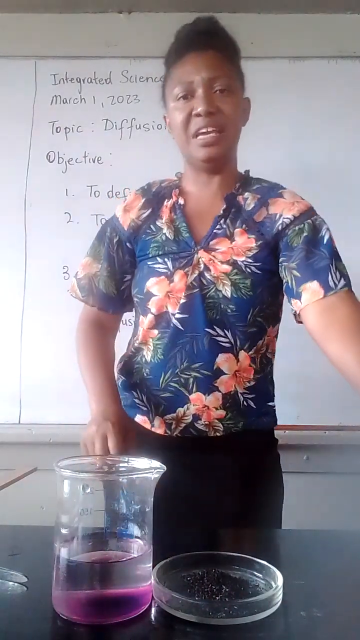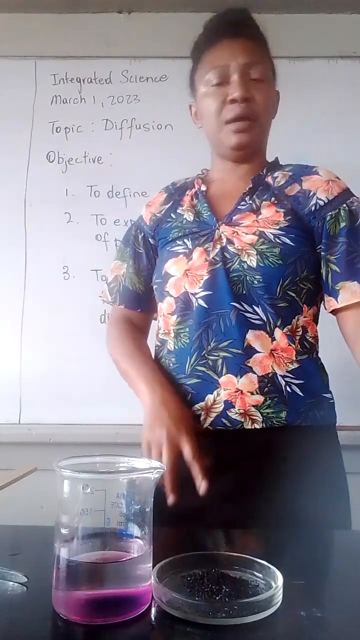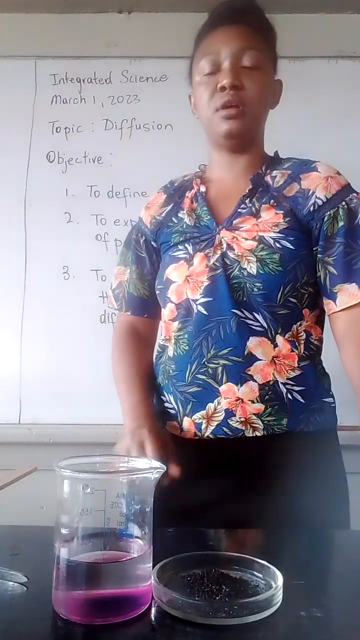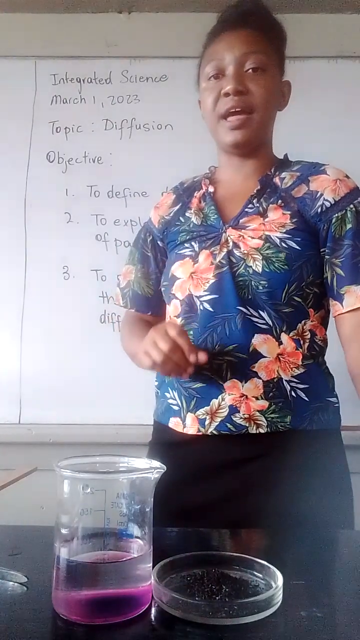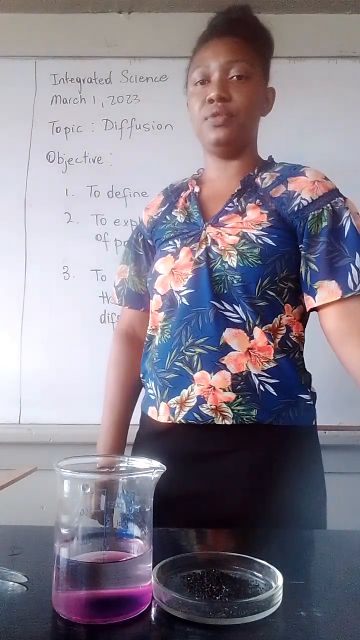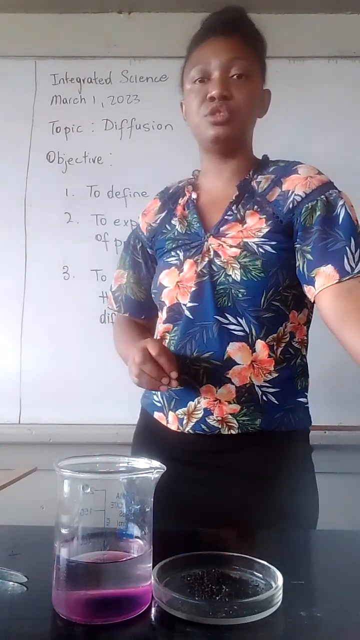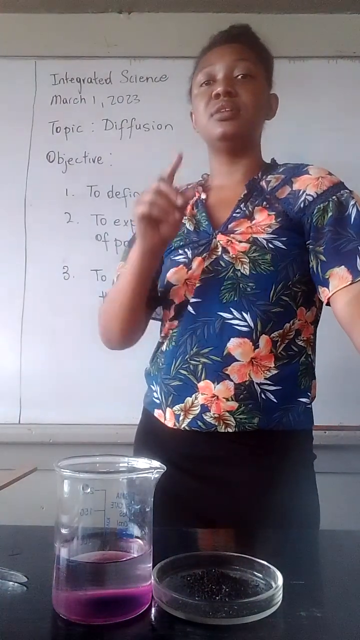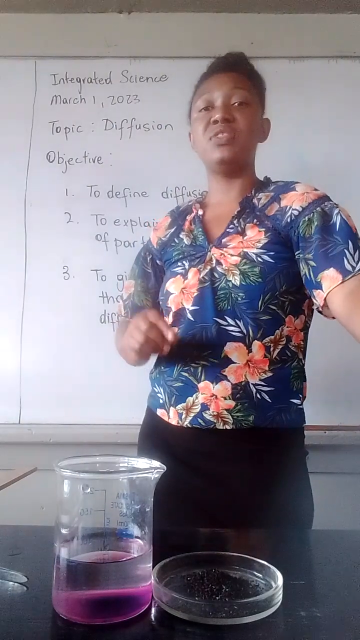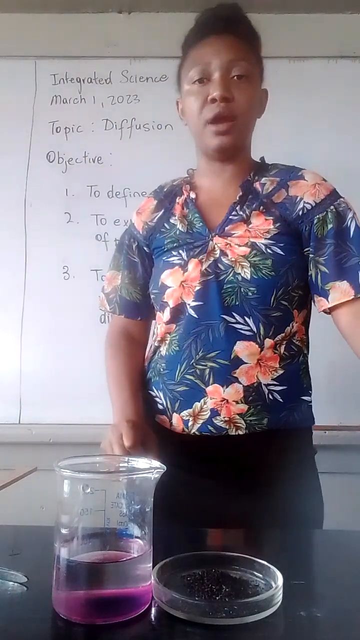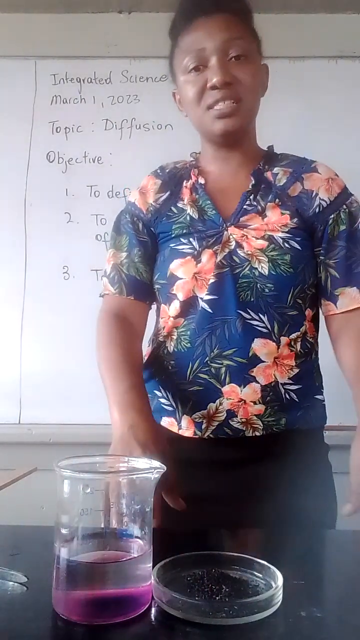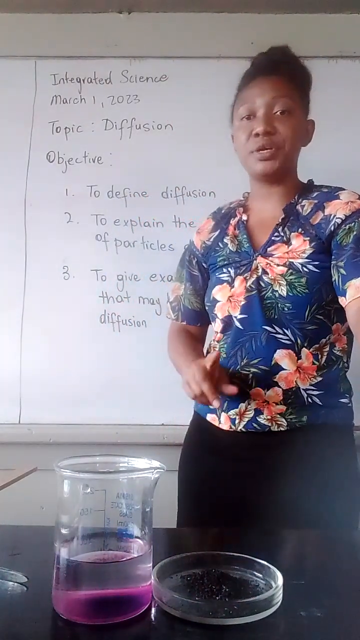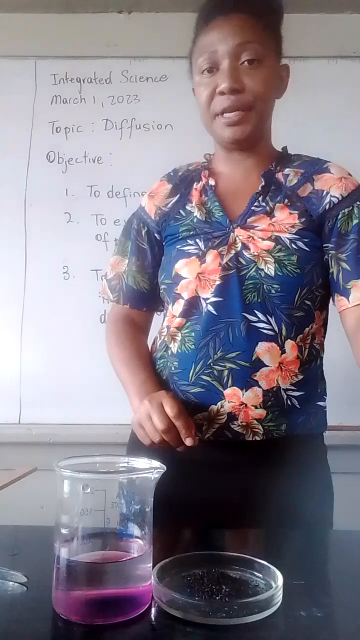We can also relate this to our body. For example, the diffusion of oxygen and carbon dioxide. In order for our cells to remove carbon dioxide and take in oxygen, there must be diffusion of these gases across the alveoli. This is a very important process to our body.